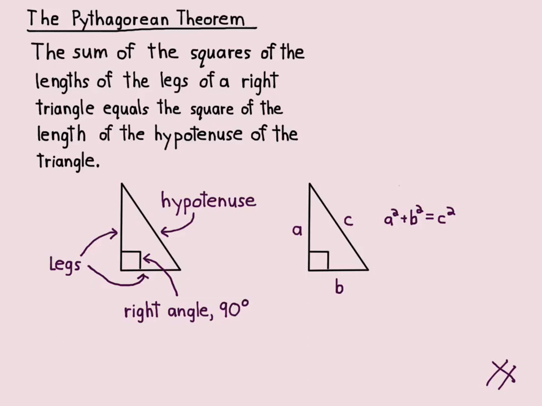A squared plus B squared equals C squared. So the Pythagorean theorem does not say A squared plus B squared equals C squared. It says if you have a right triangle and the two legs you label A and B and the hypotenuse C, then the equation A squared plus B squared equals C squared holds.